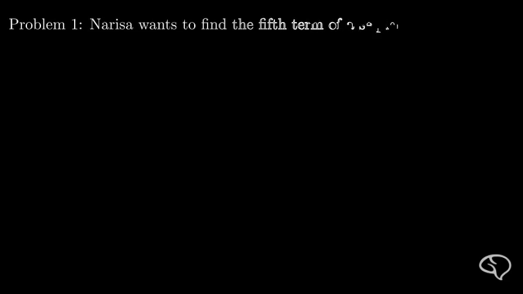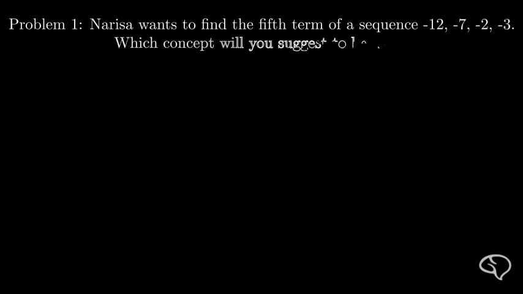Now that we've reviewed these types, let's apply this knowledge to some problems. Let's tackle a few problems to solidify our understanding of sequence types. First, consider the sequence -12, -7, -2, -3. We need to determine what concept to use to find the fifth term. Let's test if it's an arithmetic sequence. We'll check the difference between consecutive terms.